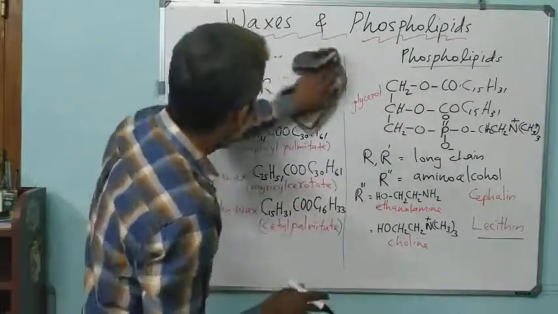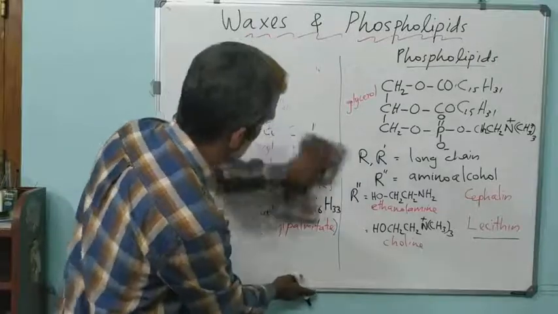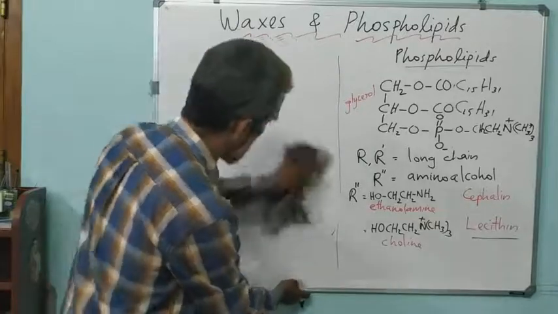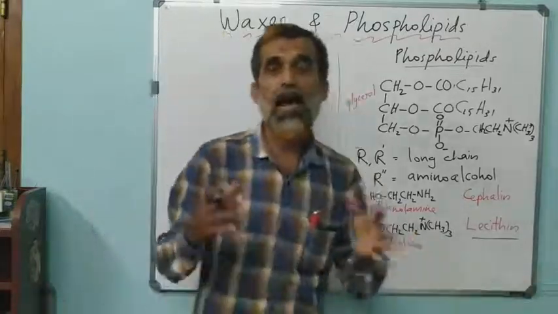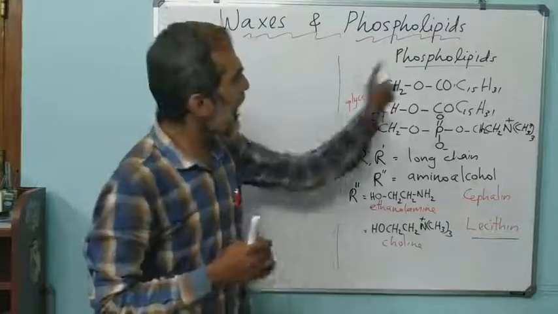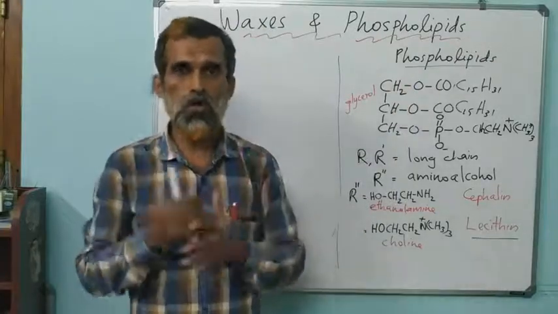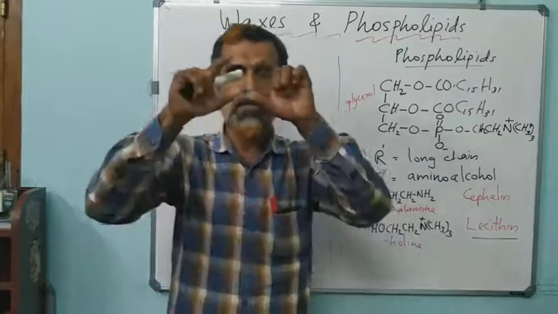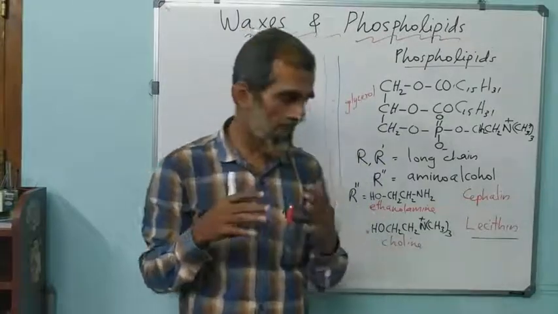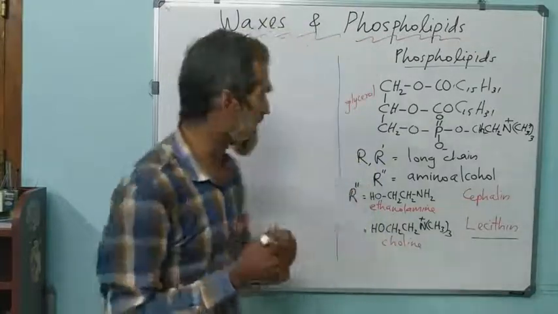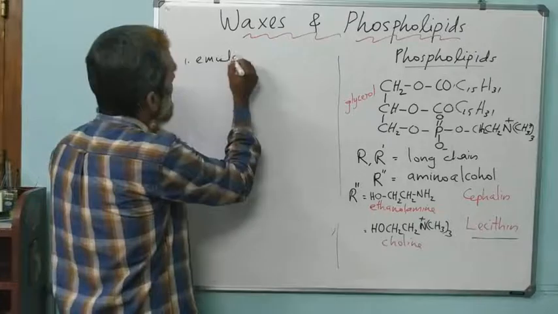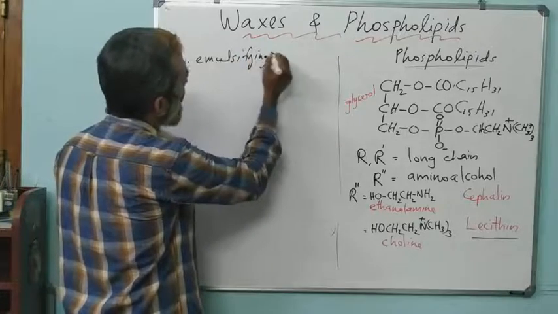Is it clear? Now coming to the importance or biological functions of phospholipids. It's very important. We have already mentioned the biological function of phospholipids, that they have an important function in forming the cell membrane. So how do phospholipids act as a strong cell wall? They actually have two important functions. Number one, they have emulsifying property. They act as emulsifiers, just like soap.